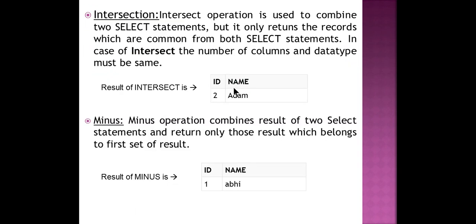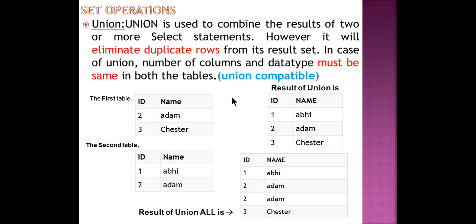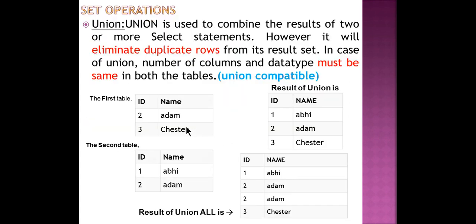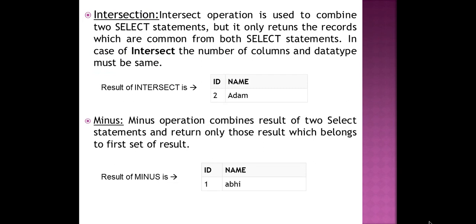Intersection will give you the common rows. The common row between these two is Adam. That's why that is displayed. Minus: first minus second will give you the rows which are there in the first table but not there in the second table. So in this way you can apply the set operations.